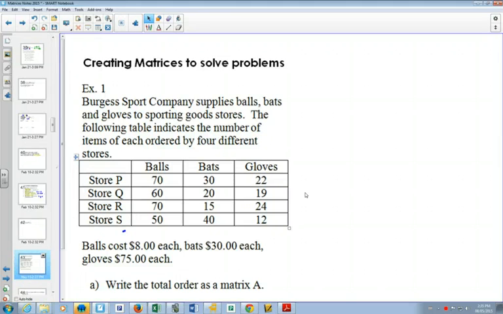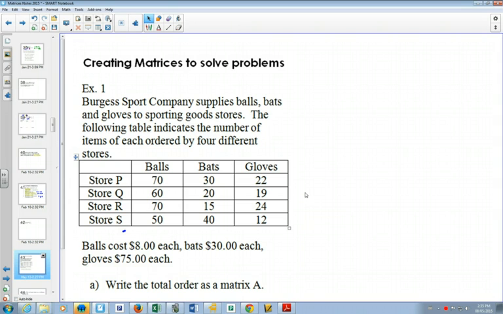So matrices are going to help us organize data, and we're going to see in the following examples why we set up matrices and why matrix multiplication works the way that it does. Now, if you read this question and you had to figure it out, you could figure it out. It's not hard to do, but we're going to see how the matrix operations can help us.